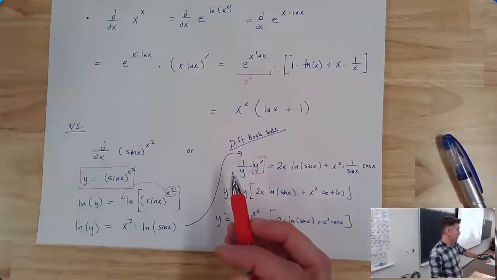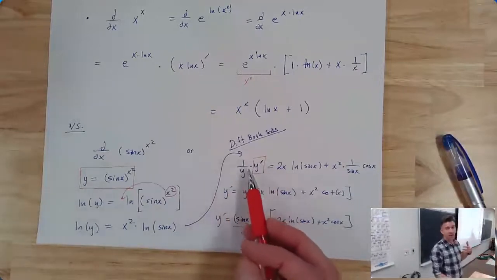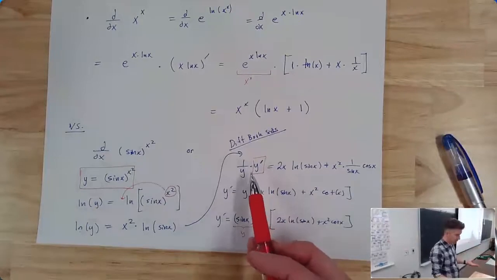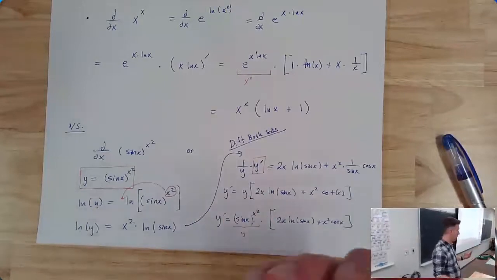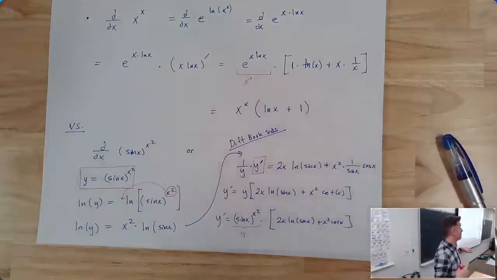So y has to be defined in terms of x, or we have to recognize that it is. The thing I'm trying to help you avoid is saying the derivative of the natural log of y is 1 over y, end of story. Because it's not. It's 1 over y times the derivative of y, because y is a function of x.